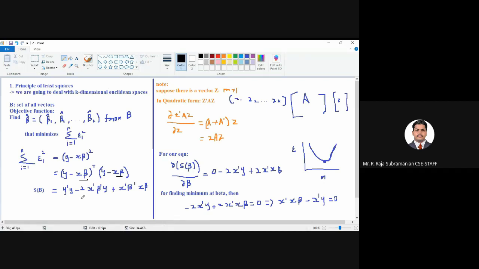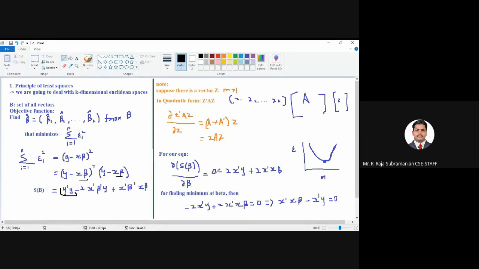So we know that if I want to find the minimization function with respect to a particular variable, then I need to take differentiation over that variable and make it equal to 0. So I take partial differentiation with respect to beta. So ∂S(β)/∂β is equal to, here there is no beta term. Here if you see there is no beta term.